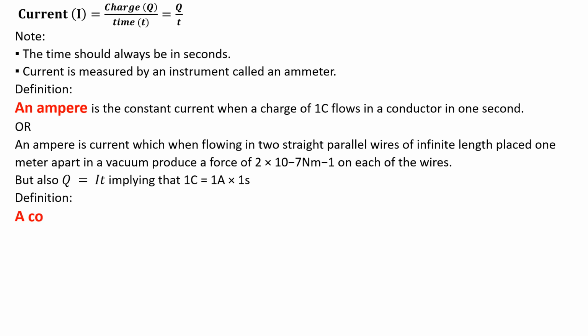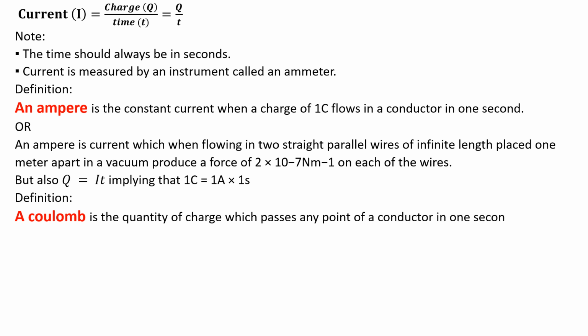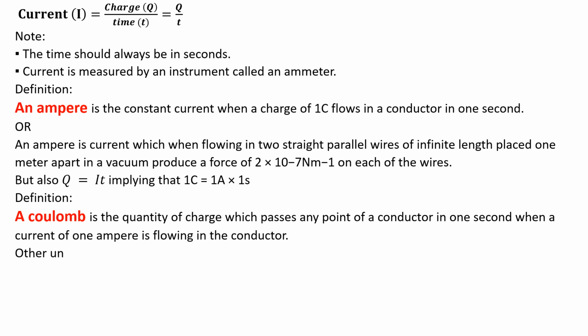Now, definition of a coulomb, because we agreed a coulomb is an SI unit of charge. A coulomb is the quantity of charge which passes any point of a conductor in 1 second when a current of 1 ampere is flowing in the conductor. So once we get a current of 1 ampere flowing through a conductor, then the quantity of charge that passes through that point in every 1 second is what we call a coulomb.